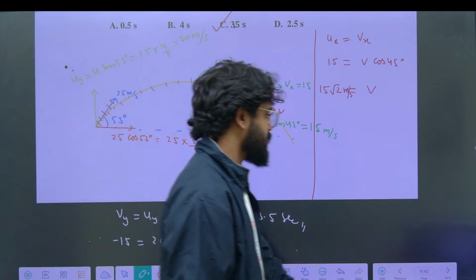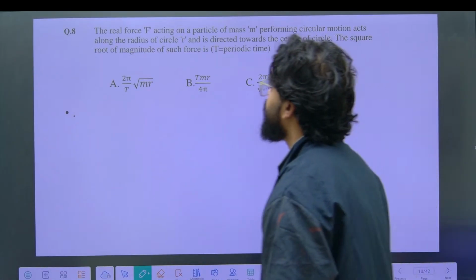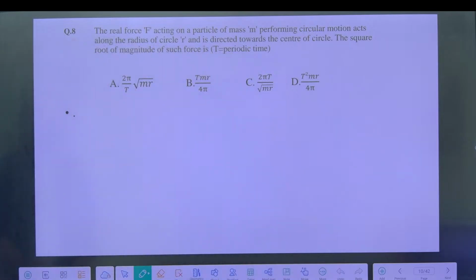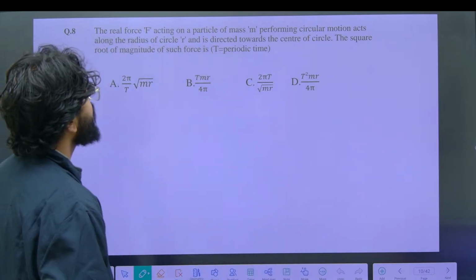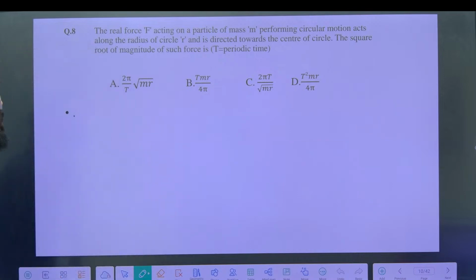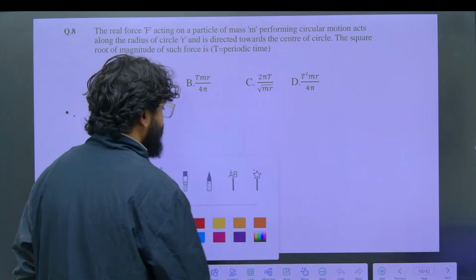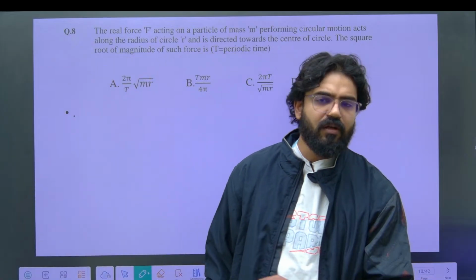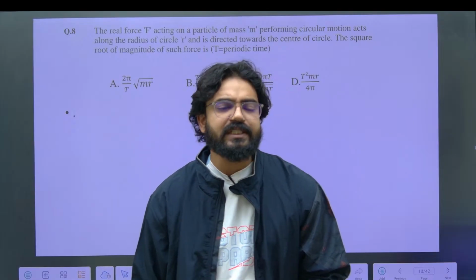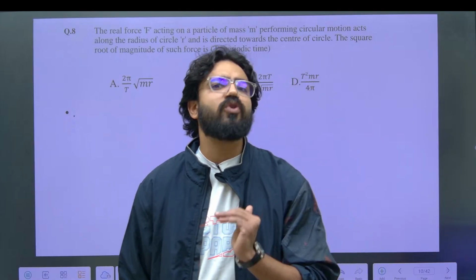Done, guys? Okay. Now question number 8. A real force F acting on a particle of mass m performing circular motion acts along the radius of circle r, directed towards the center of circle. The square root of magnitude of such force is... So whenever time period is involved in the circular motion, we should write centrifugal force as m r omega square instead of m v square by r, correct?